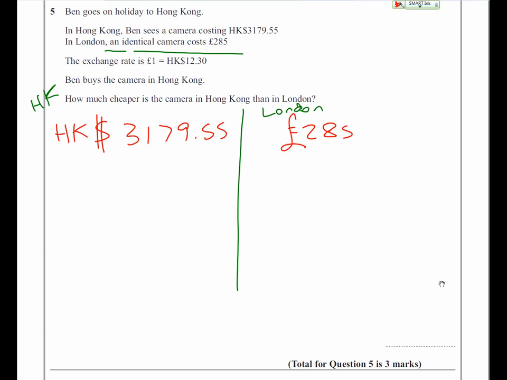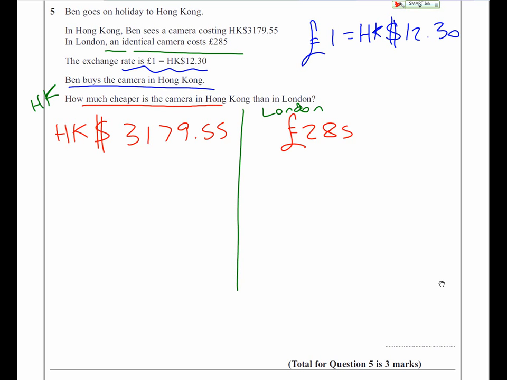Maybe one day you'll be asking yourself the same thing. It might not be a camera, it might be something else. But you need to decide whether to buy it abroad or in the UK. The exchange rate is a key bit of information. Exchange rates change all the time, so you need to be careful. Hong Kong dollars, 12.30 is £1. Ben buys the camera. Oh, he's made his choice. Didn't even think about it.